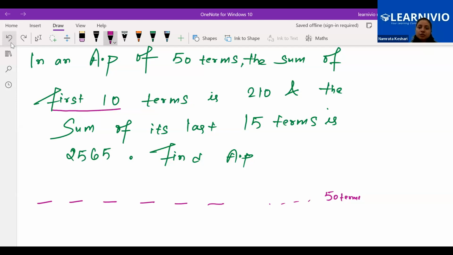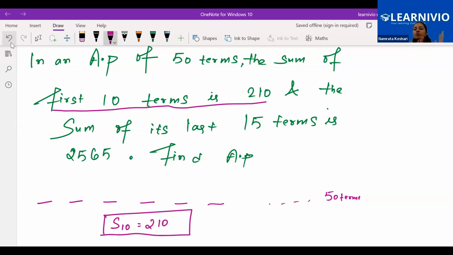First 10 terms, sum is given as 210. So can we write S10 is given as 210? Okay. This information is crystal clear, that S10, the sum of the first 10 terms, is 210. We can use the sum of first n terms of an AP formula. But the next information, whatever is given to us, that is confusing.